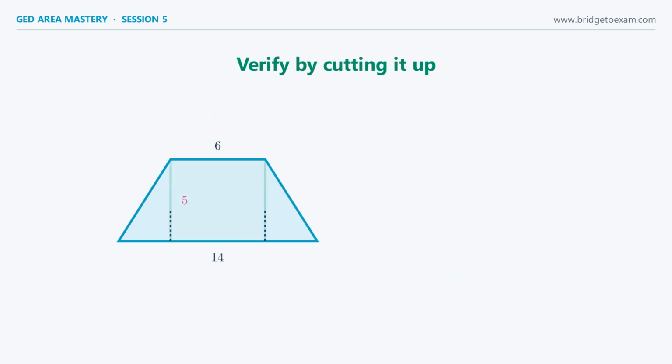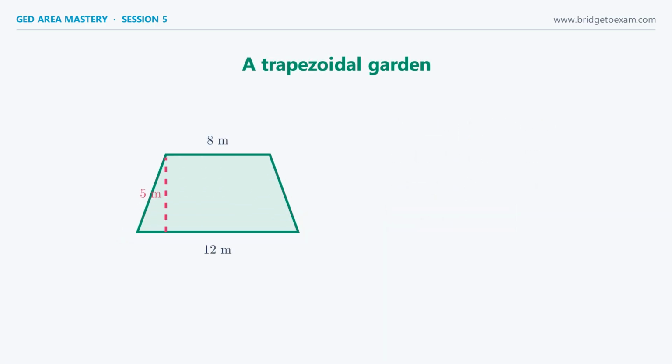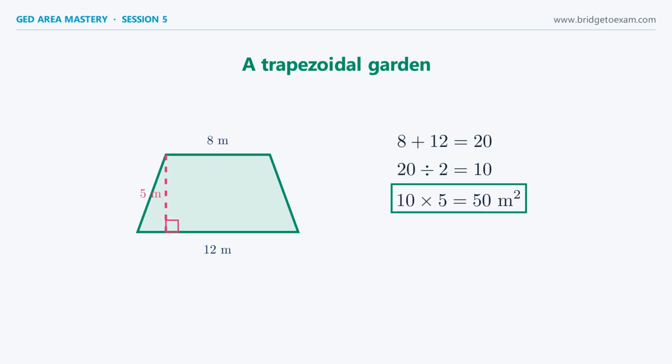Let's check ourselves. Take bases 6 and 14 with height 5. The formula gives 1/2 of 20 times 5, 50. Now verify by cutting it up. The middle rectangle is 6 by 5, 30. The leftover triangles have bases totaling 8, so together they cover 1/2 times 8 times 5, 20. 30 plus 20 is 50. 2 methods, same answer.